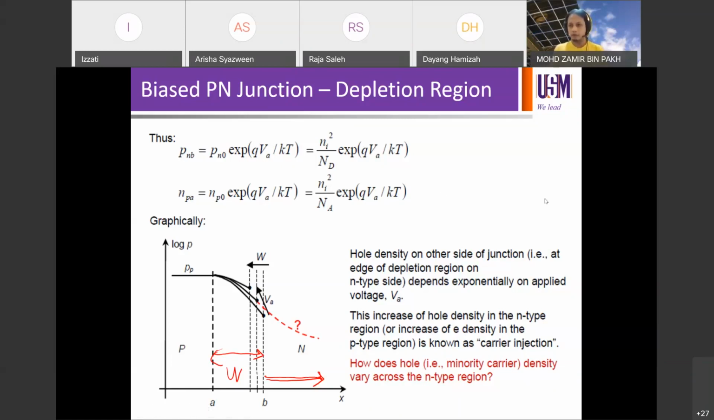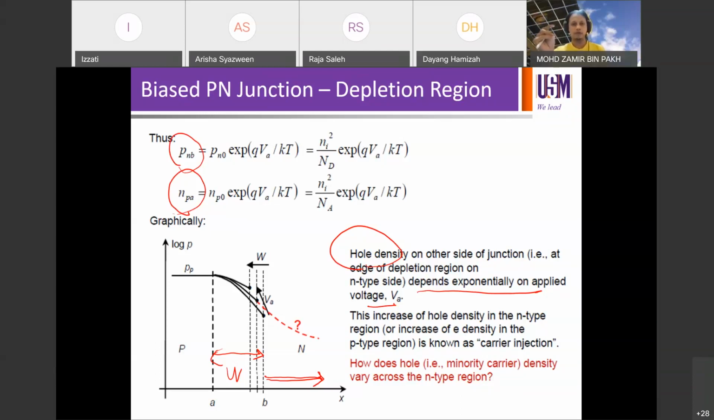It depends exponentially on the amount of applied bias voltage, VA. So you can calculate the hole density or electron density on the other side of the junction, where they have crossed already and become minority carriers. That's why the equation on the page is about minority carriers, and the notation is PNB or NPA.